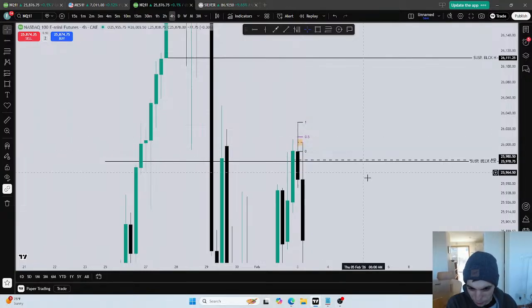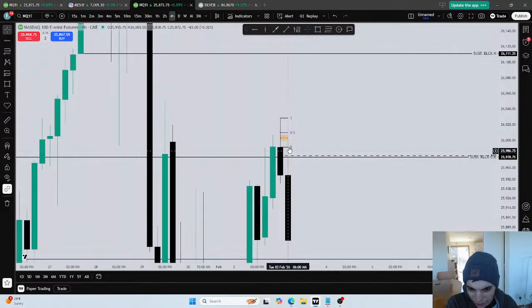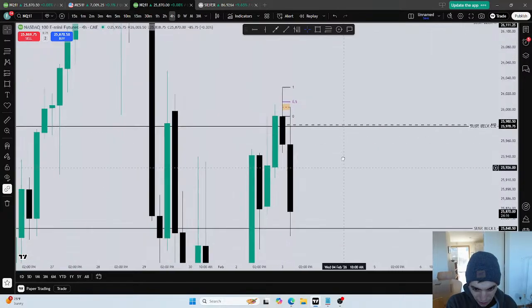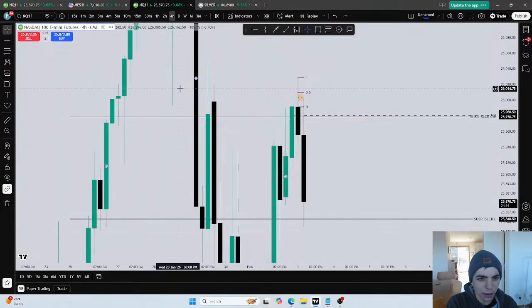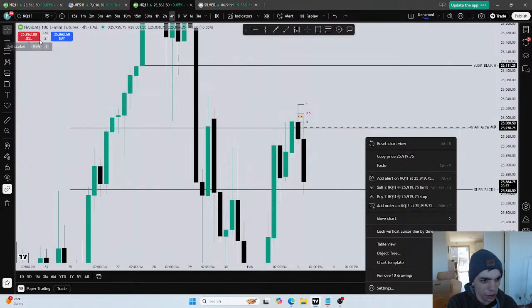So this morning, prior to 9:30, we're already short. I'll show you guys in a sec. I was expecting this wick to reach up into this level here and sell off, as we have done. We just tapped the suspension block low. It's a good area to take some profit. So that's what we will do now.